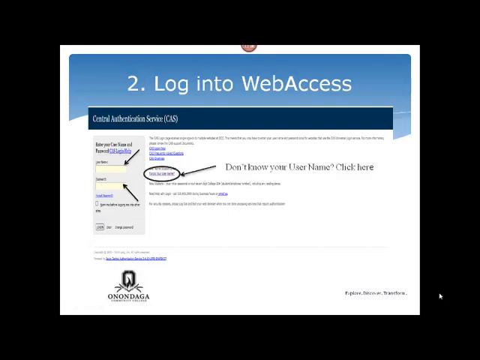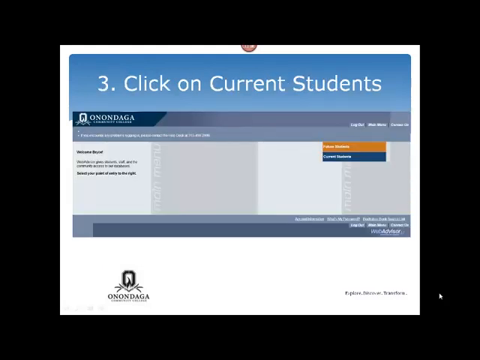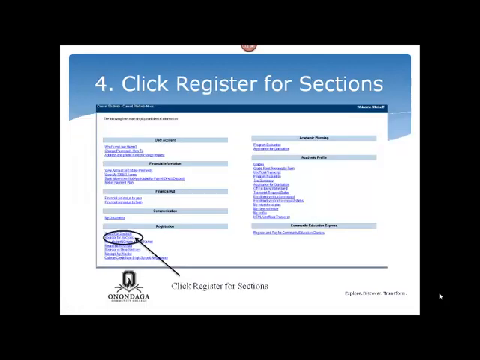If you don't know your username, click on Forget Your Username. If you don't know your password, click on Forgot My Password. At the Welcome screen, click on Current Students. Click on Register for Sections.